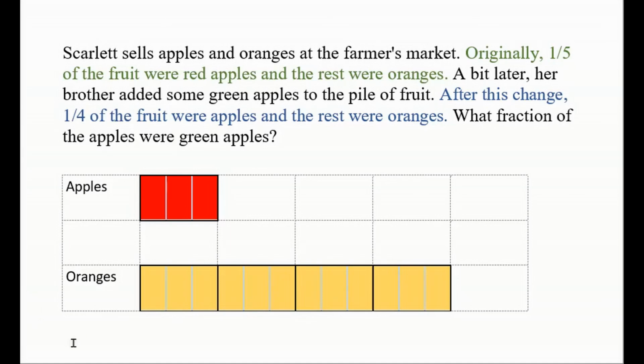Now, how many slivers do I have for the oranges? I have 12 slivers. 1/3 of 12 is 4. So I better have 4 slivers representing the apples. I already have 3 slivers representing the red apples. I just need 1 sliver to represent the green apples. And let's see how we can do it properly.